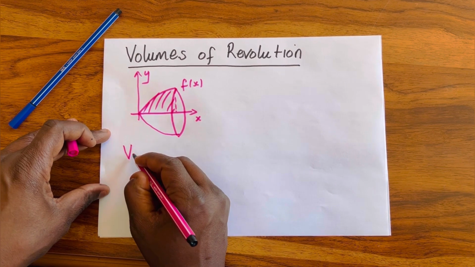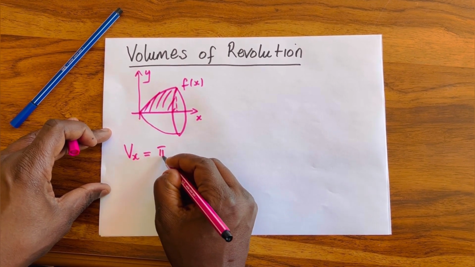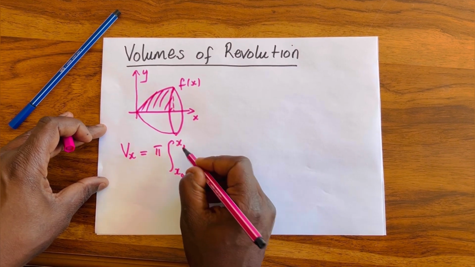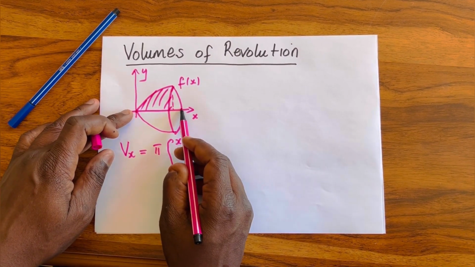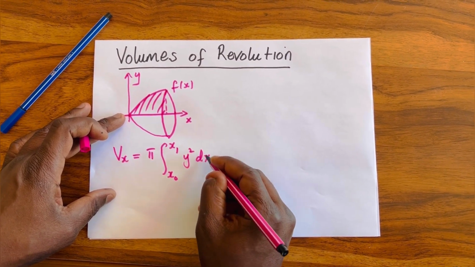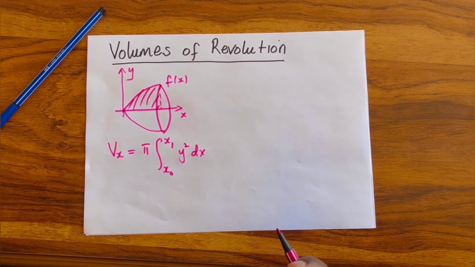And the formula for rotating about the x-axis would be pi, integral with limits for x here, and you would have y squared dx here. dx because we are rotating about the x-axis.